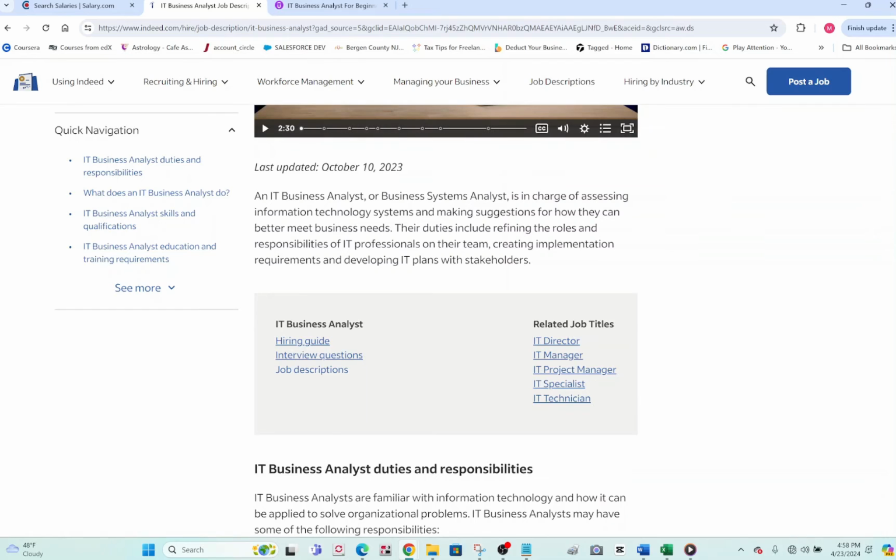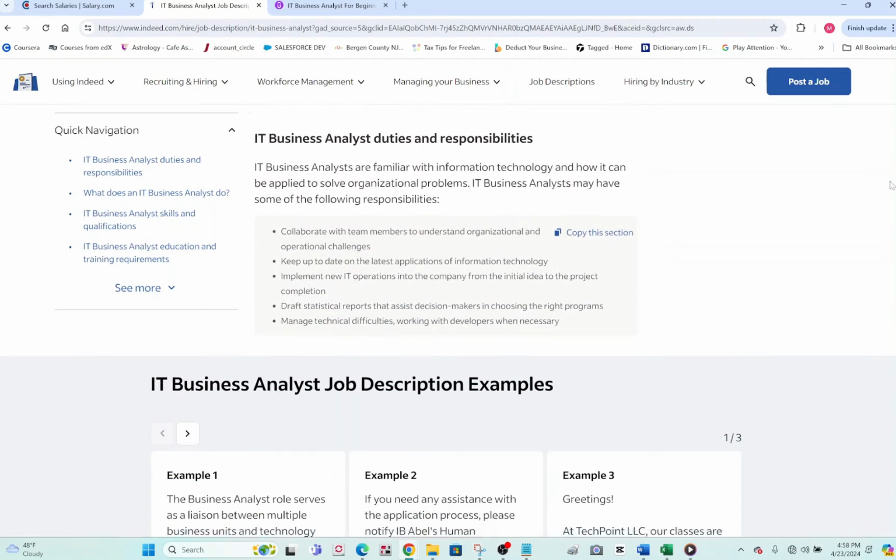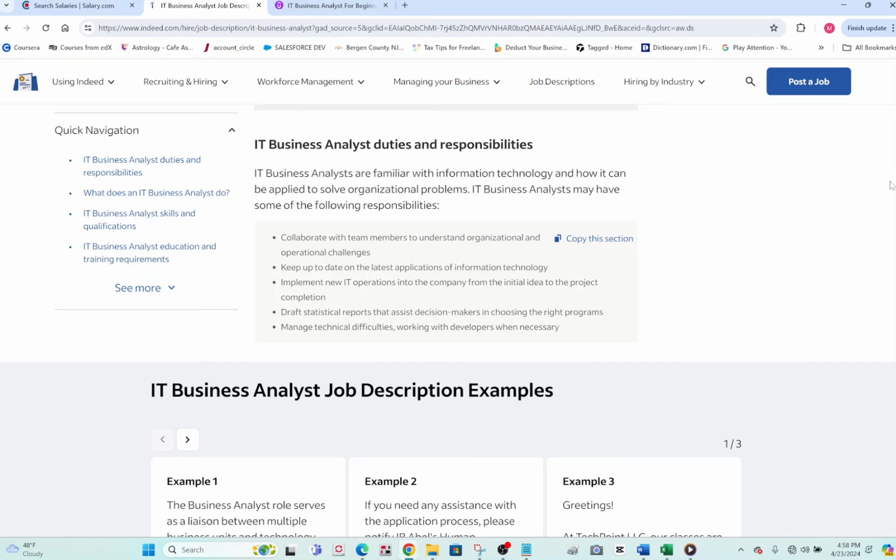As a person who's working in the industry, they're not. IT business analysts are familiar with information technology and how it can be applied to solve organizational problems. Let's see. Collaborate with team members, keep up to date on IT, implement new IT operations into the company, draft reports, and manage technical difficulties, working with developers when necessary. This is not what I think of as an ITBA.